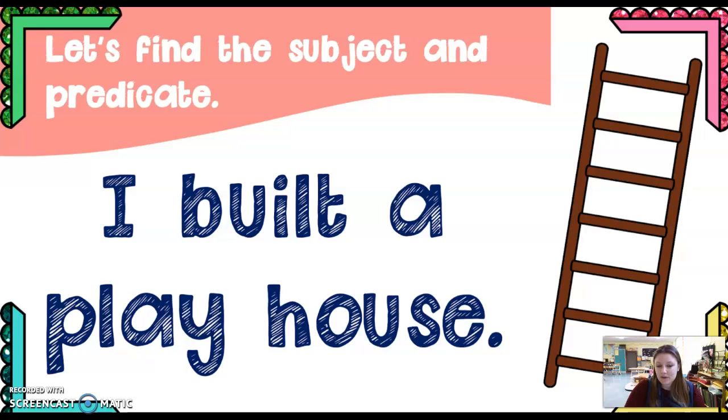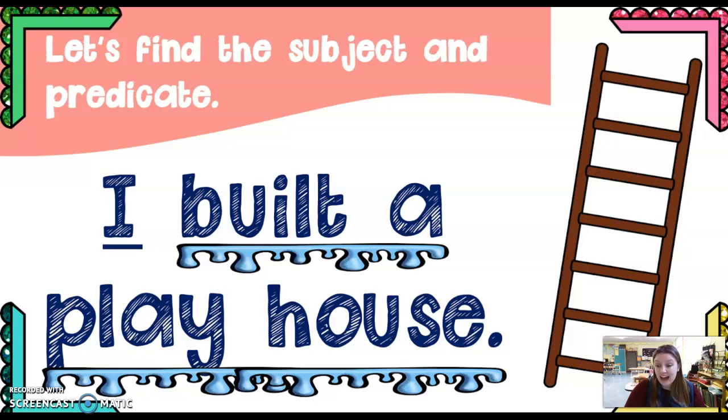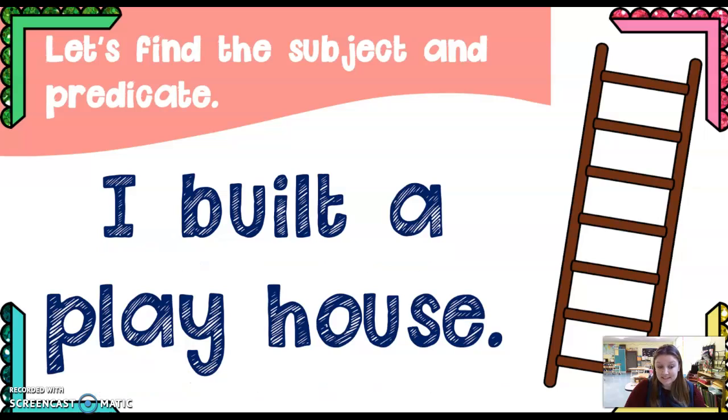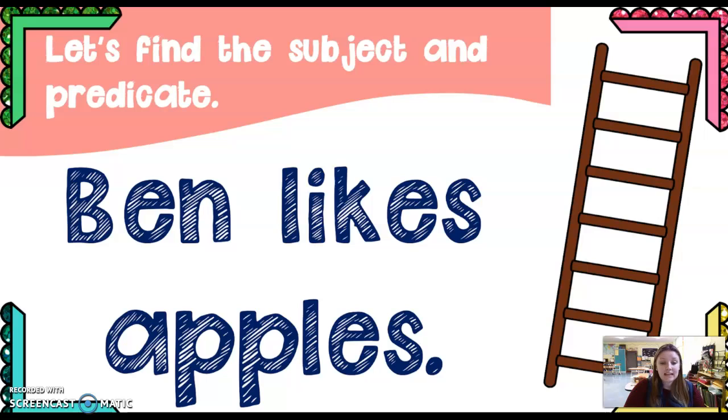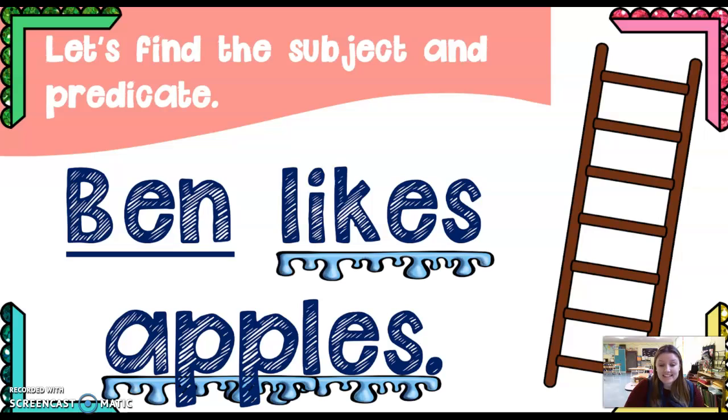Who is this sentence about? It's about I. And what did I do? Built a playhouse. So the subject here is I. It's about me, or whoever wrote this. The predicate is what the subject did. What did the subject do? They built a playhouse. Ben likes apples. Who is the sentence about? Who's my subject? It's Ben. And what did Ben do in the sentence? Or what is it about? He likes apples. My verb here is likes. Likes is something that you do, so it's considered a verb.